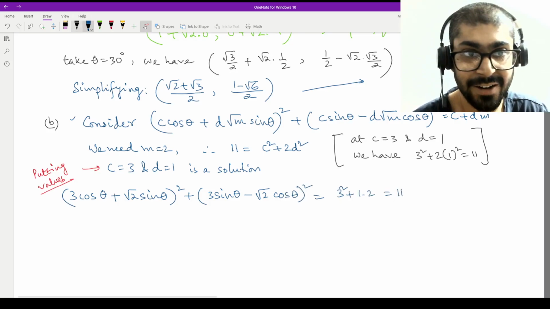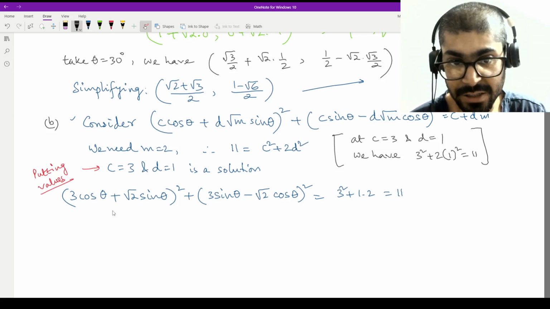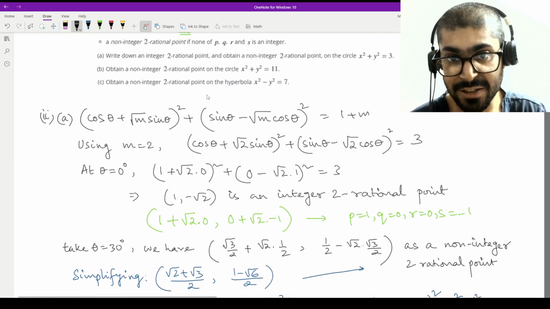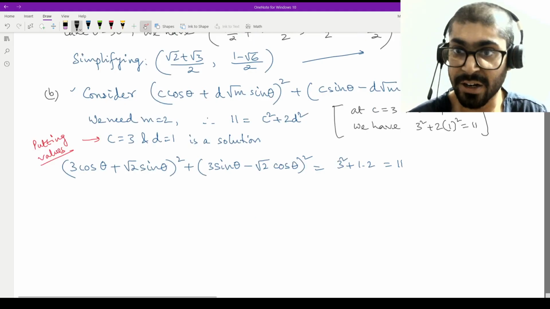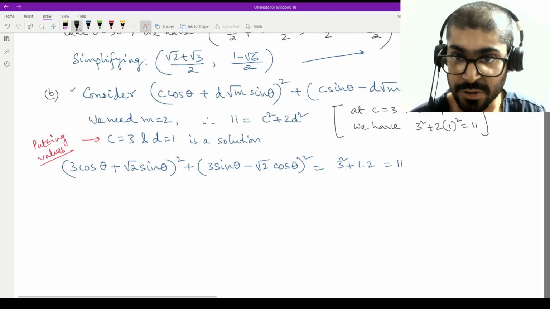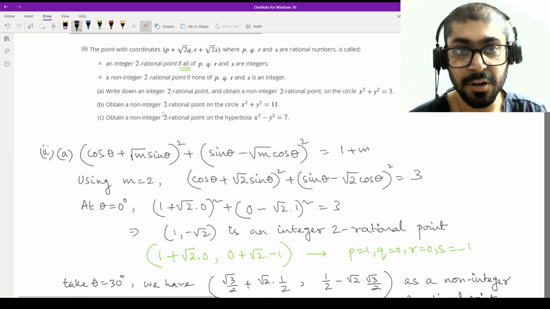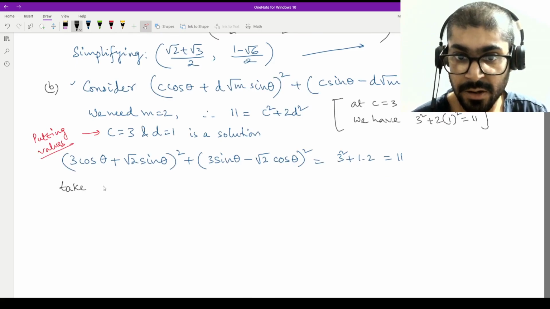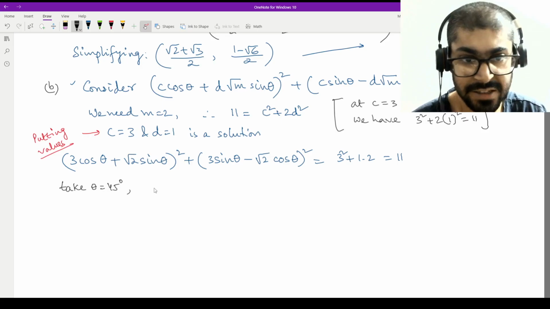Now again take the value of theta to be something that will not give you integers, and you will get a non-integer solution. Even if they asked for an integer solution at this point, you could have placed theta equal to 0 and you would have gotten your integer 2-point solution. But here they don't want it. They just want a non-integer 2 rational point solution. So take theta equal to, I can take 45 here, that will not be an issue. Let us take something different.